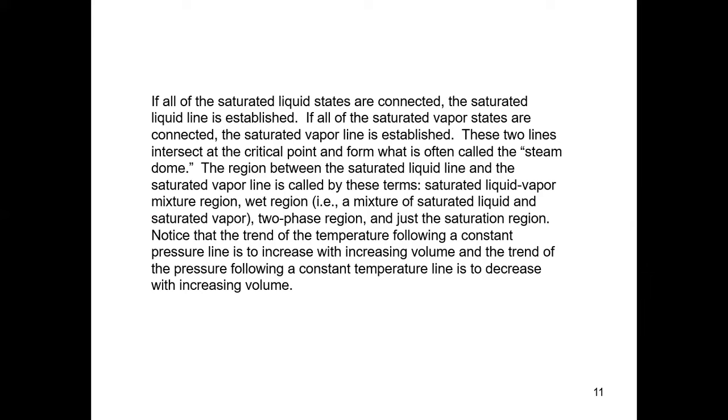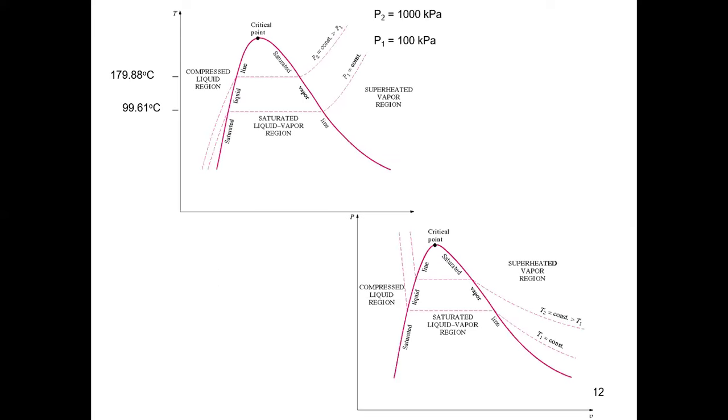The region between the saturated liquid line and the saturated vapor line is called by these terms: saturated liquid-vapor region, wet region, that is a mixture of saturated liquid and saturated vapor, two-phase region, and just the saturation region. Notice that the trend of temperature following a constant pressure line is to increase with increasing volume, and the trend of pressure following a constant temperature line is to decrease with increasing volume. So here you go.